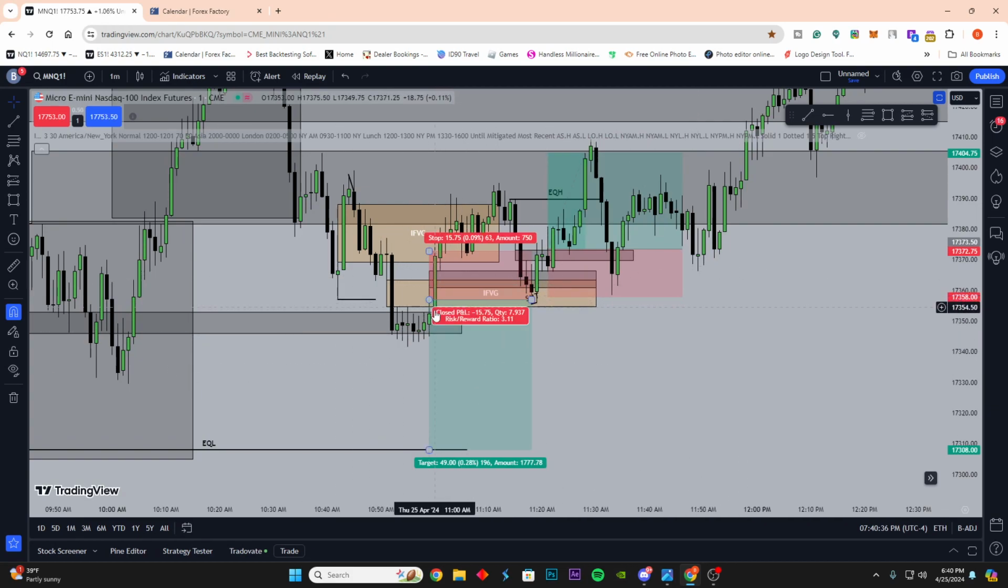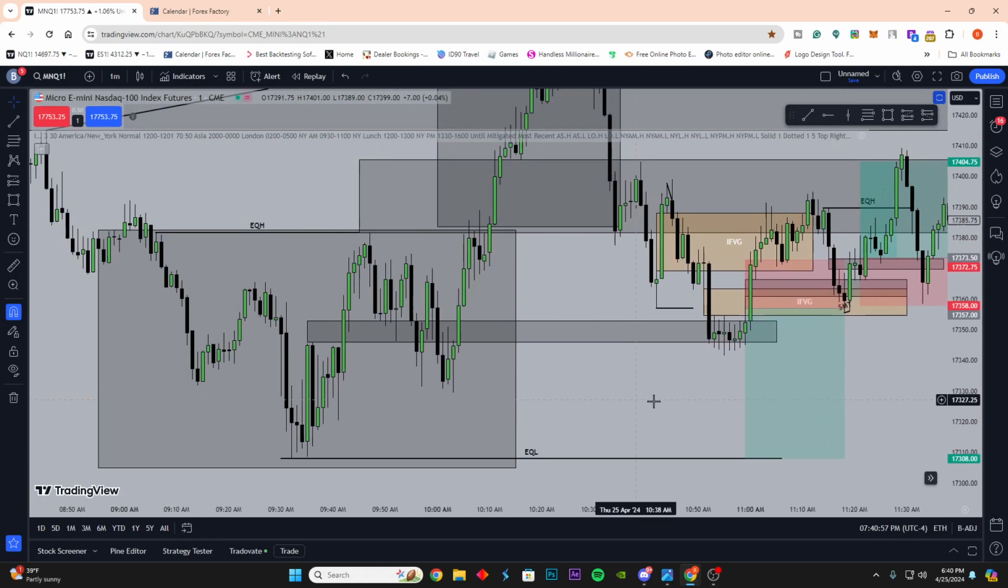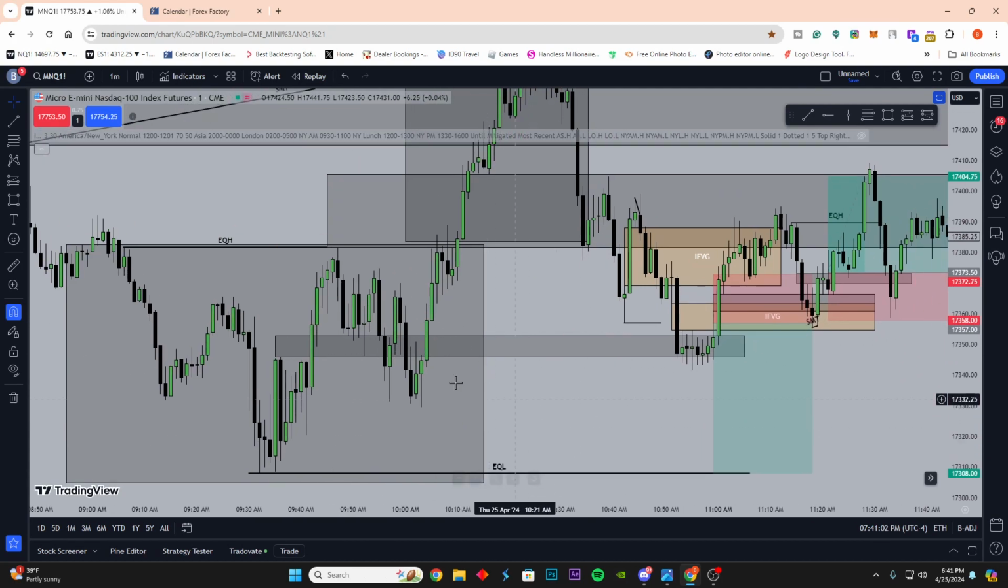But yeah, I entered in right here once we displaced through this low again, which was giving me confirmation that we wanted to go lower. As soon as we tapped into this 1 minute fair value gap, I entered. I only went in 2 contracts though, because during this period of the morning open, the price action just looked so shitty.